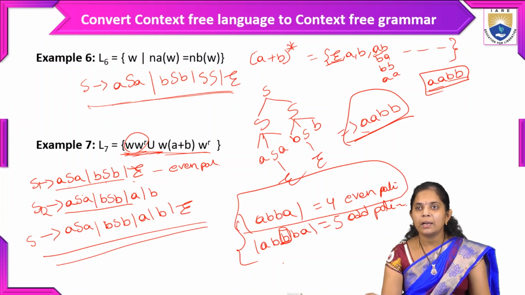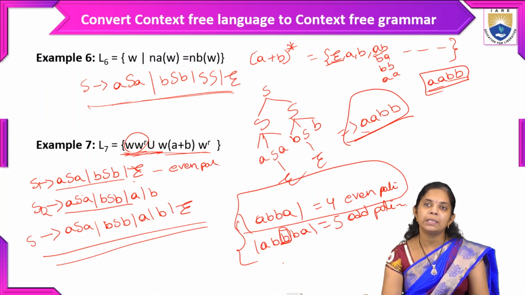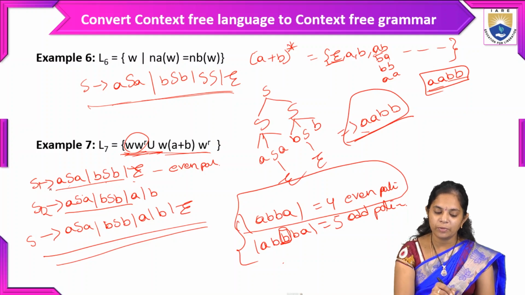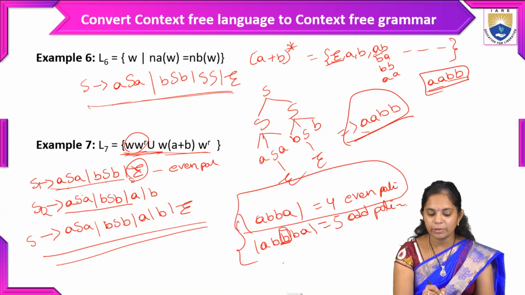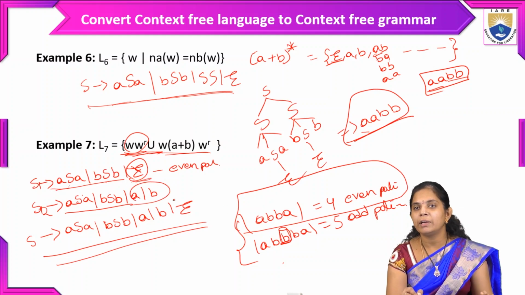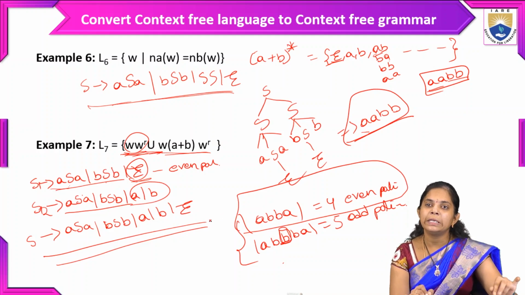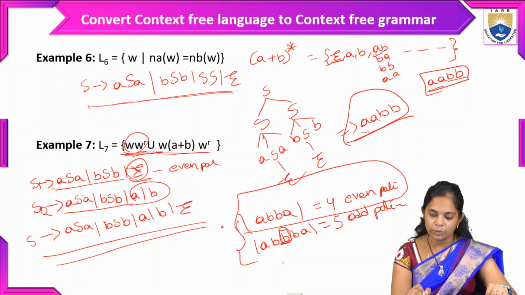So whenever they are asking for an even length palindrome or an odd length palindrome, we need to observe this. For even we have the symbol epsilon, and for odd a terminal value should be there. So this is the point we need to note for the even palindrome and odd palindrome.